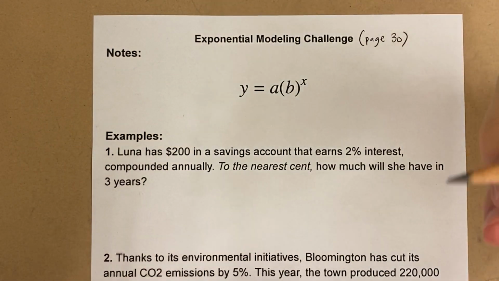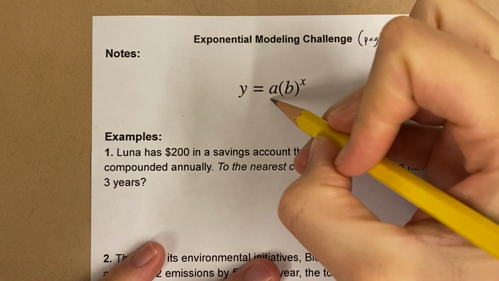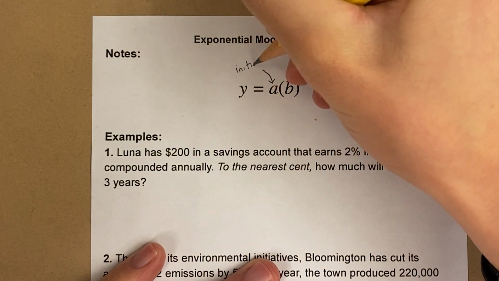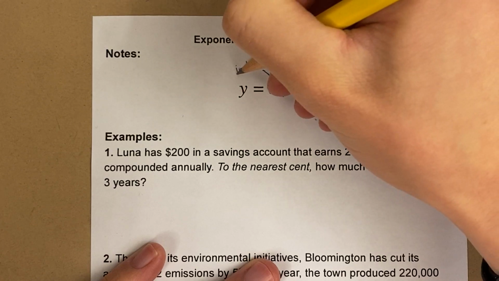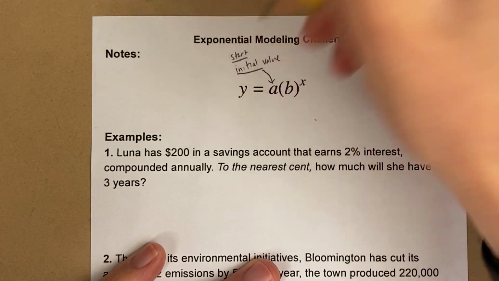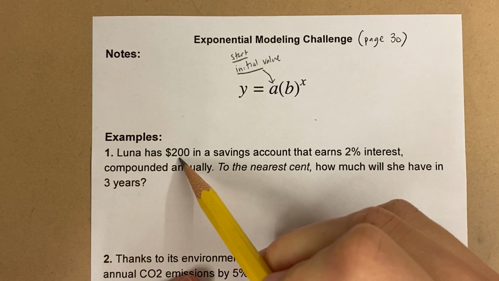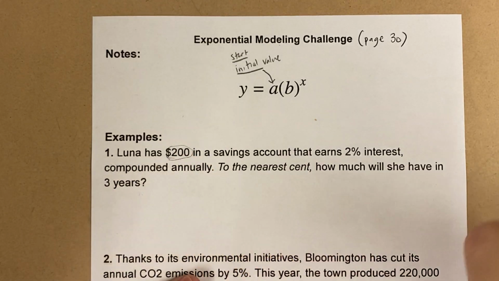All right, so what you need to remember for this activity is that this number right here, this A, is always the initial value. That's the starting value, right? Initial means like the starting value. Okay, so whatever you're starting with, for example, in this case, Luna has $200 in a savings account. That's her initial value. That's how much she's starting with.